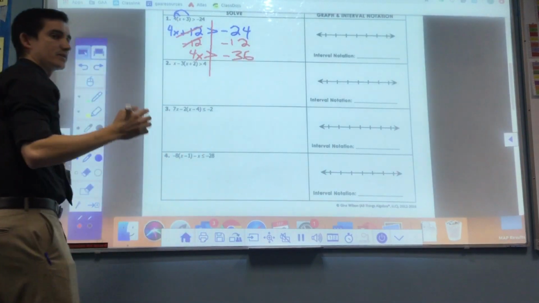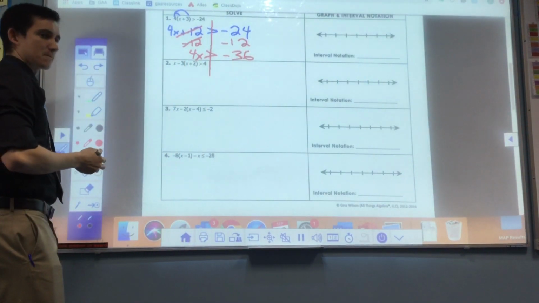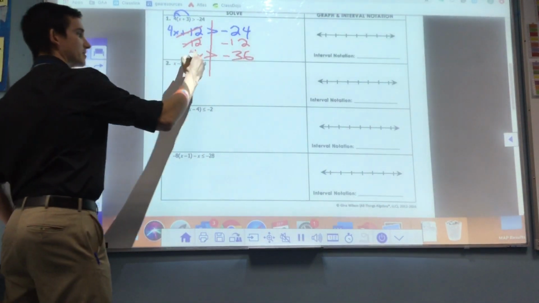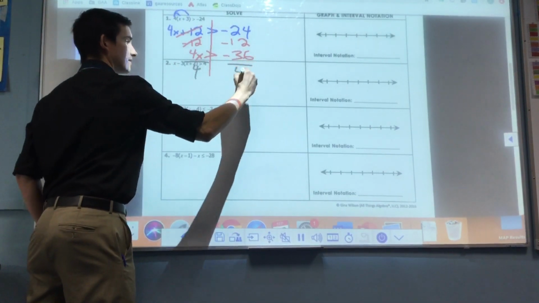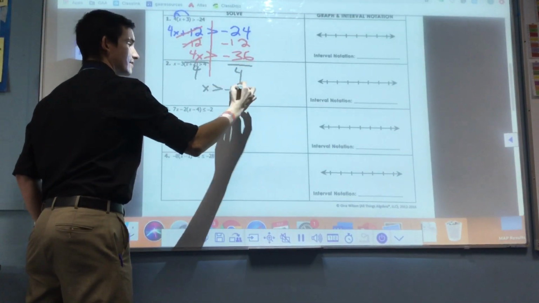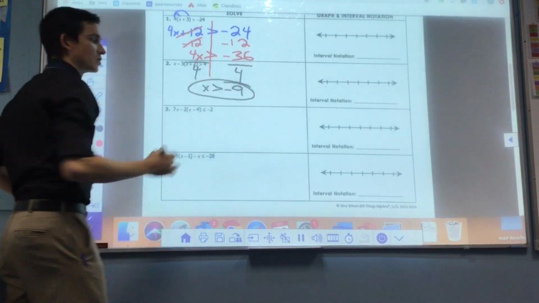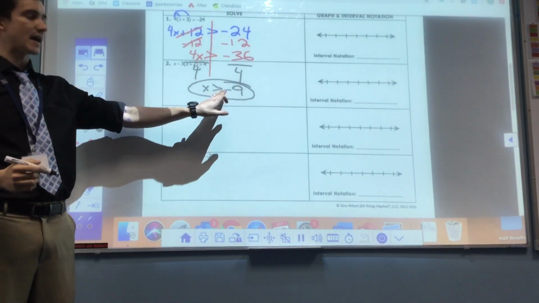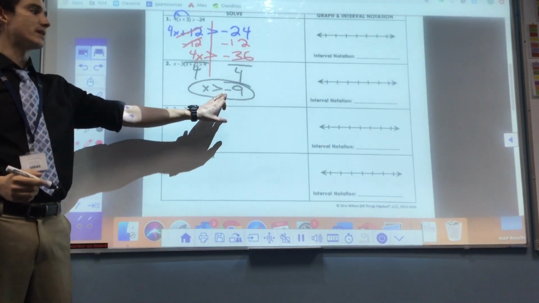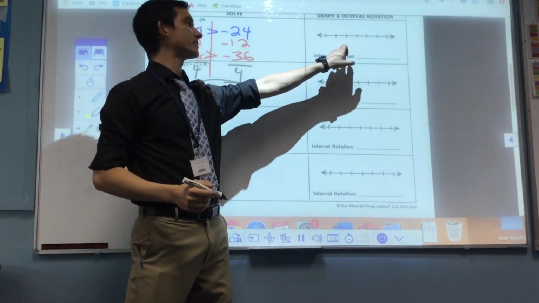And then the last thing I'm going to do is what? Divide by 4. So I'm going to divide by 4 on each side. So we're going to have x is greater than negative 9. Okay, so there's the solving aspect. I'm hoping everybody can do that. Now, here's the graphing aspect. I'm going to graph it over here.